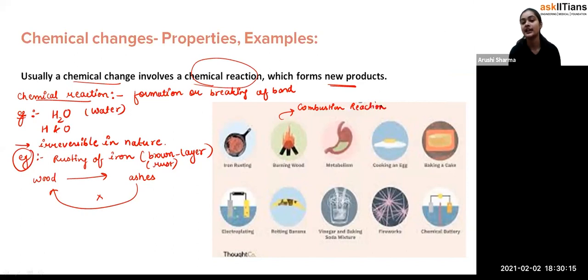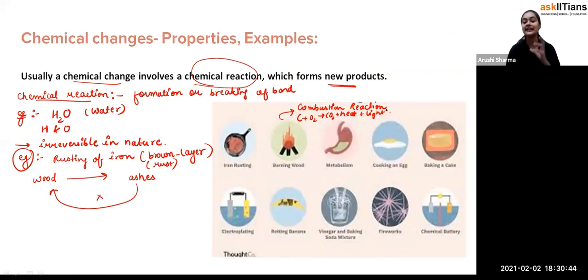In the combustion reaction, the carbon present in the wood reacts with oxygen, converts into carbon dioxide, and releases heat and light. So that is the combustion reaction, student, and you can see that there is a formation of carbon dioxide, which is a different kind of substance. So you can say it is a change in the chemical composition, and that's how we can't reverse this process. That's why it is a chemical change.